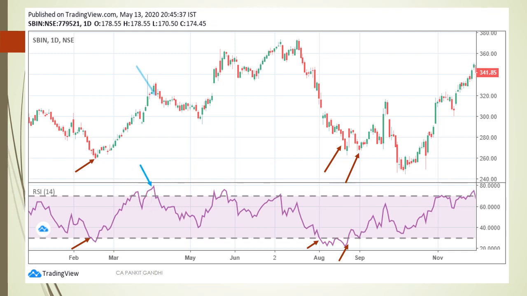In the same way, we can see the overbought zones, that is RSI above 70. These are marked in blue arrows above. So we can see in the month of April the RSI went above 70, and when we placed a sell call, the price fell from 330 down to 300. Again it went back to 70 levels at the end of May. From 360 the price went to 340.